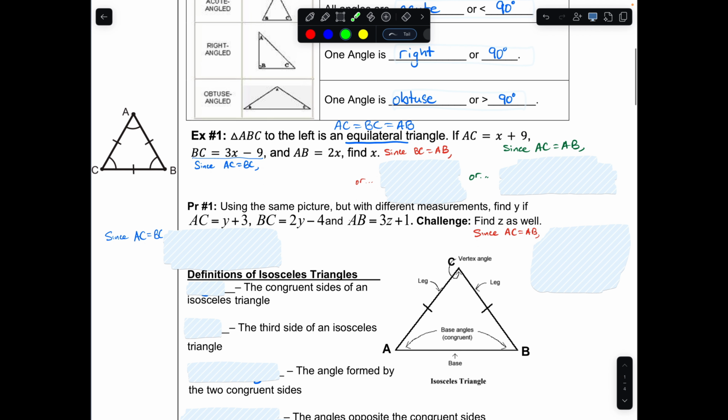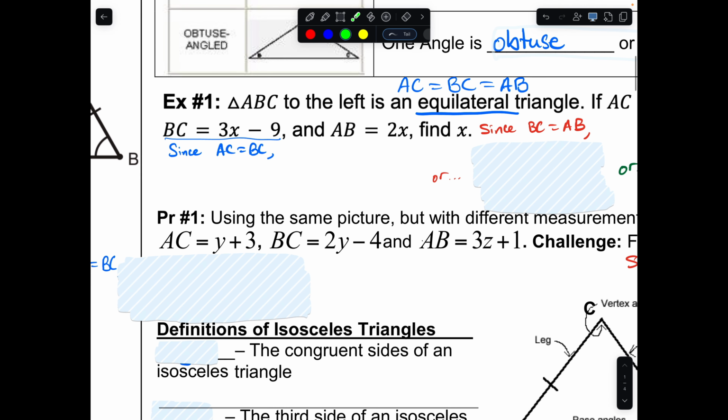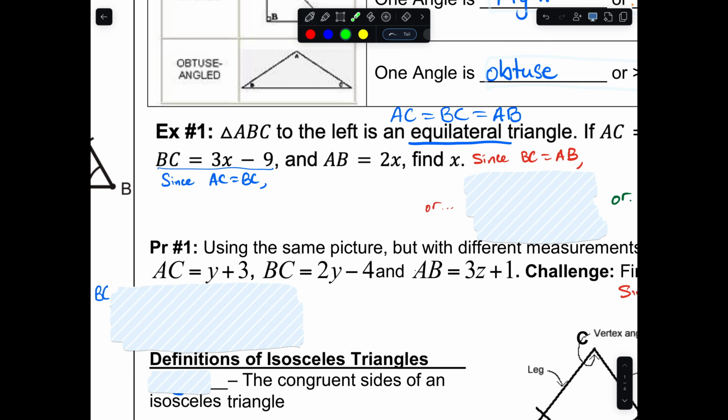All right, let's get into example 1. We have an equilateral triangle ABC, so all three sides are congruent. They have the same length. And if these are the measures of each side, one's x plus 9, another one's 3x minus 9, and another one is 2x, we can find x. We don't even need all of that information. I can just use AC and BC.